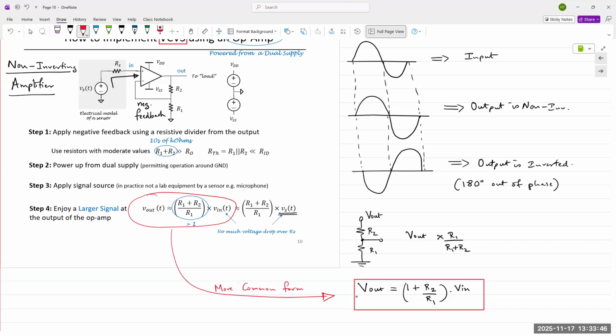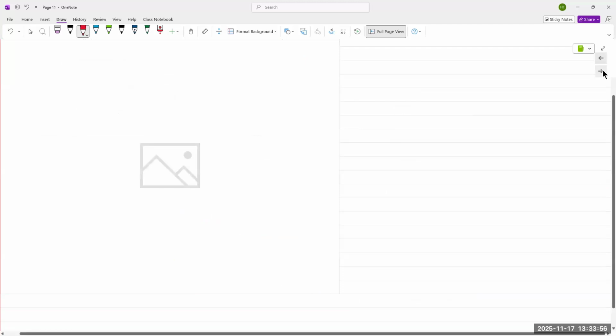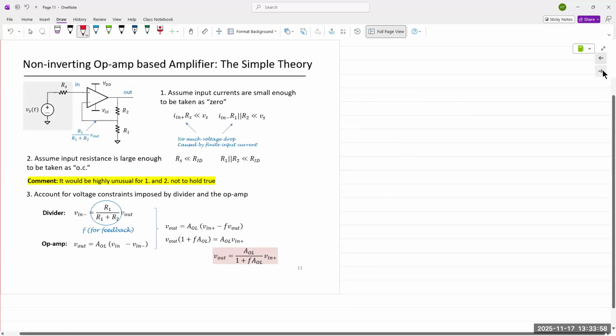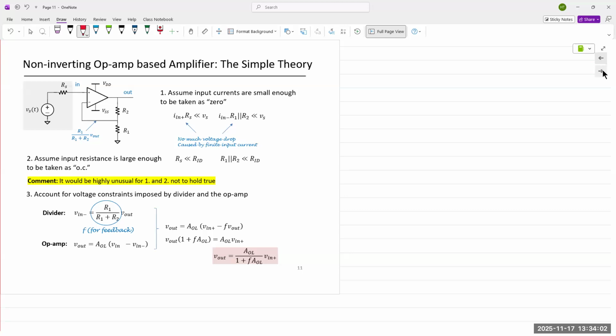This is a more common form that you would encounter. So the theory for this is that the input currents are so small that we assume them to be negligible and close to zero.